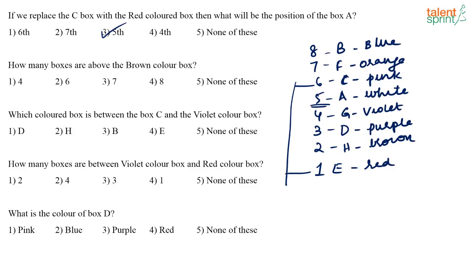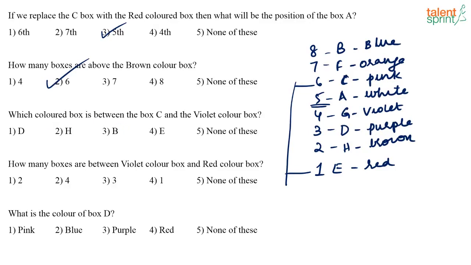Next one. How many boxes are above the brown color box? How many boxes are there above the brown box? Brown box is here. 1, 2, 3, 4, 5, 6 boxes are there above the brown box.